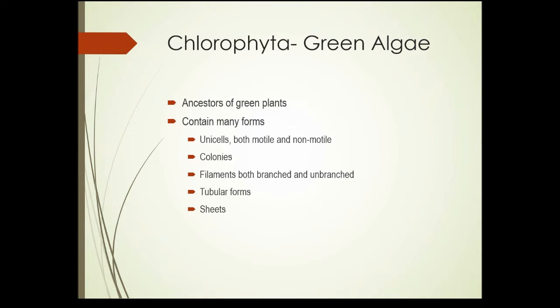Unit 14, Section 3. In this section, we'll take a look at the red, green, and brown algae. First, we'll look at the Chlorophyta division, which are the green algae. Green algae are the ancestors of all green plants. There are many forms of green algae, again: unicellular, both motile and non-motile, colonies, filaments, both branched and unbranched, tubular forms, and sheets. We'll take a look at some of these.